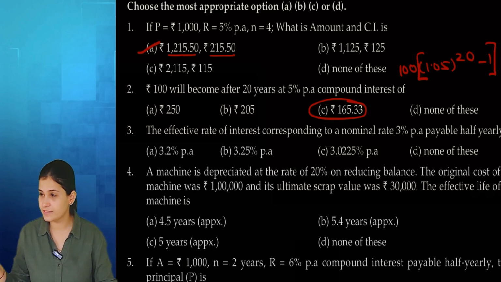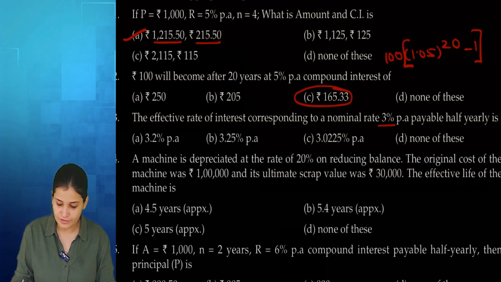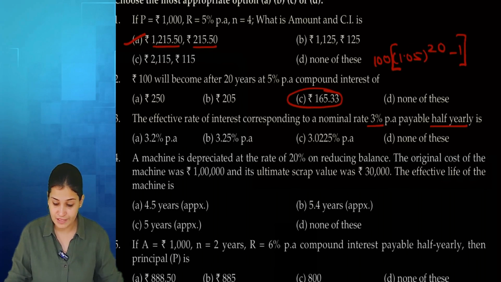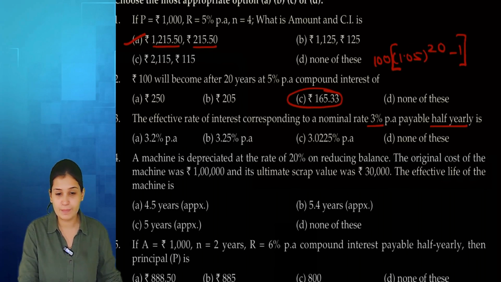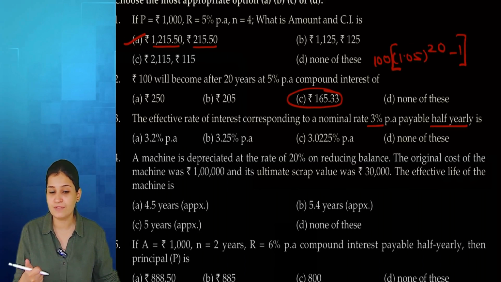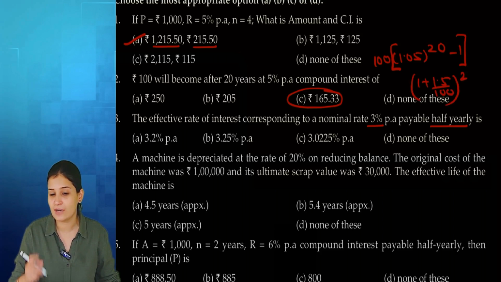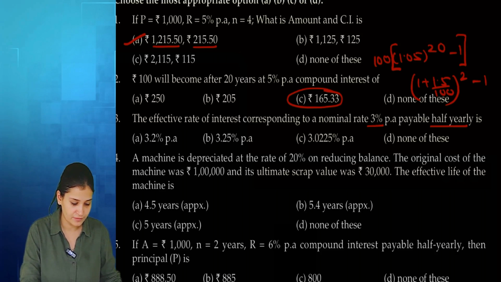Question number 3 we just discussed. The original rate is 3%. We have to find the effective rate payable half yearly. So first this 3 will become 1.5%, 3 by 2. Now using 1.5, we have to find the effective rate. So 1 plus 1.5 by 100 to the power 2, because for effective rate we only calculate it for 1 year. Then minus 1, then into 100.